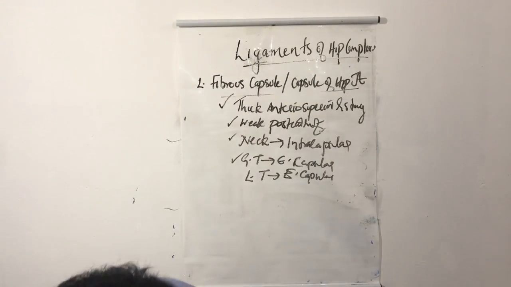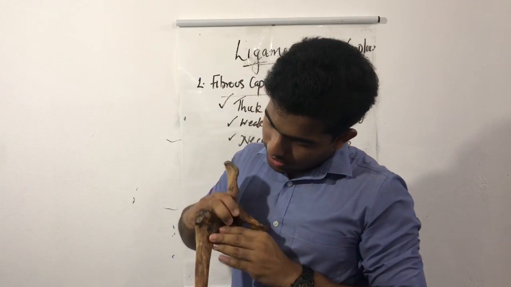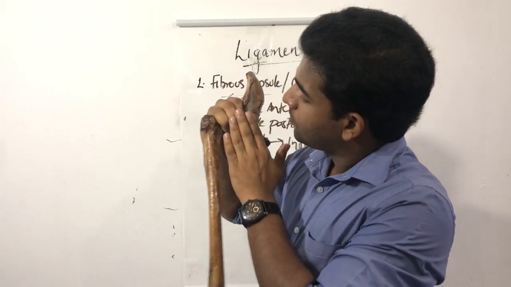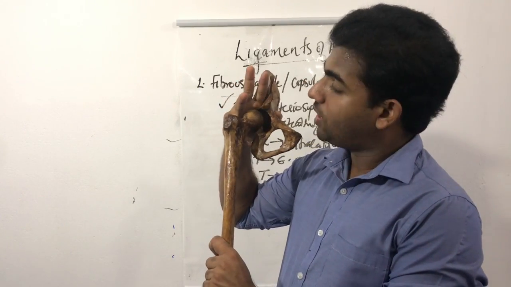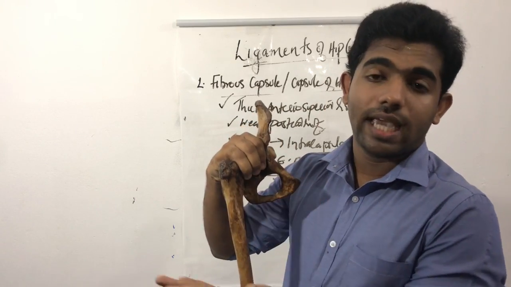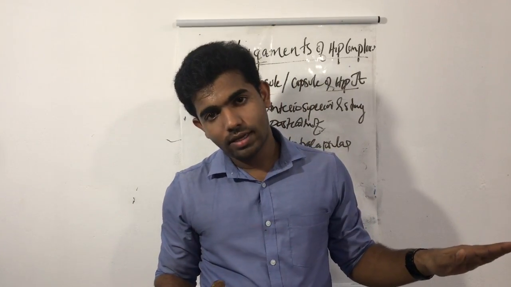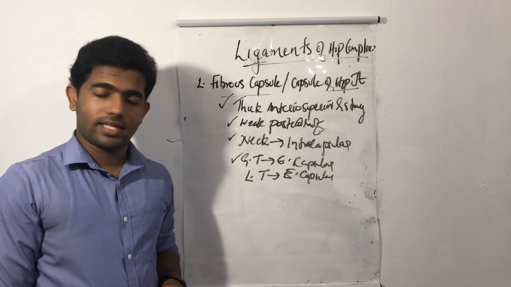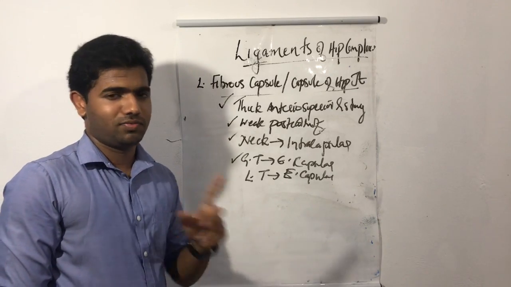Okay, let me show you. When I showed the diagram with my fingers, you see the neck of the femur, you cannot see it. It has been covered by the capsule, so we call it intracapsular, inside the capsule. But the greater trochanter is outside the capsule, that is extracapsular. The lesser trochanter is also outside the capsule, extracapsular. Why do we study like this? We have a clinical importance.